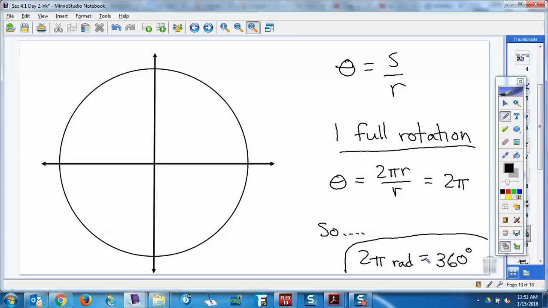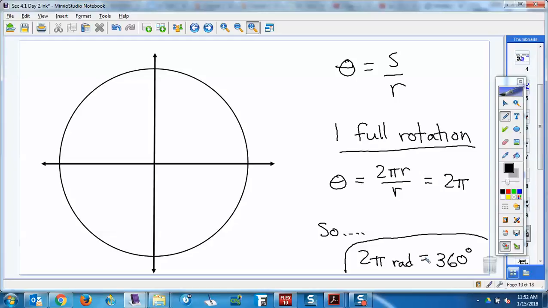So 1 full rotation, circumference 2 pi r, divide by r. So I did my arc length. If I go all the way around, my arc length is 2 pi r, right? Go all the way around, that's a full circumference. That's 2 pi r divided by r. So 2 pi, right? Same thing we've been saying, nothing new there. All the way around is 2 pi.